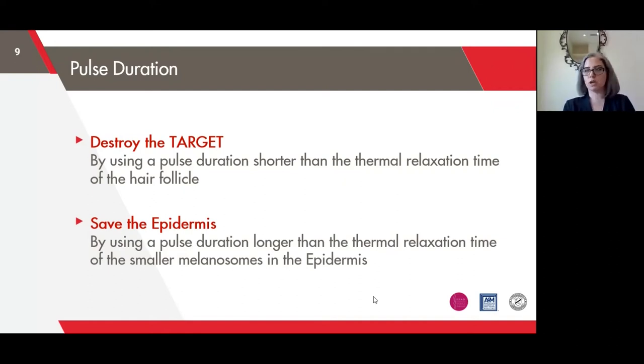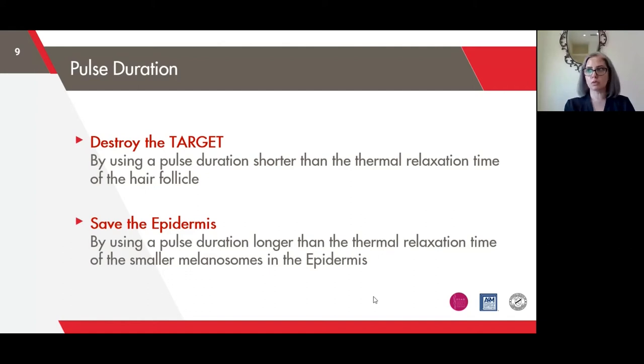Thermal relaxation time depends on the size of my structure. It means smaller structures heat up faster, they lose the heat faster. It's like when I want to drink a tea and I want to boil this much water, or when I want to cook and I want to boil this much water. Definitely this much water boils faster. And if I don't drink my tea in 5 minutes, it's cold, but this much water holds the heat for a longer time. So smaller structures have shorter thermal relaxation time. When you want to do any aesthetic treatment, you have to know the thermal relaxation time of two structures.